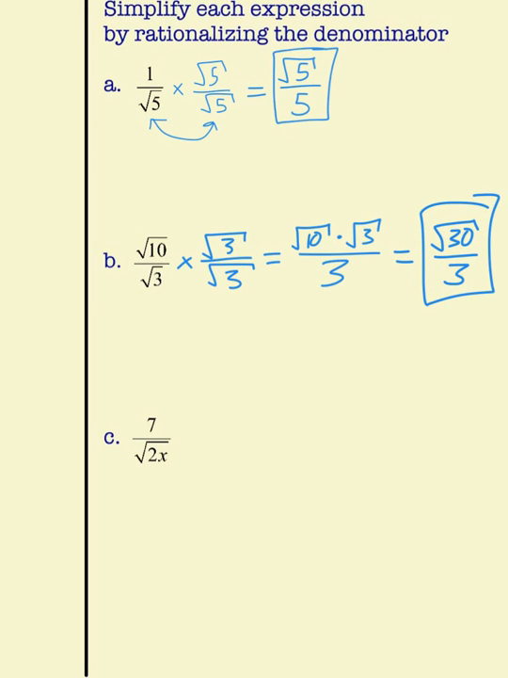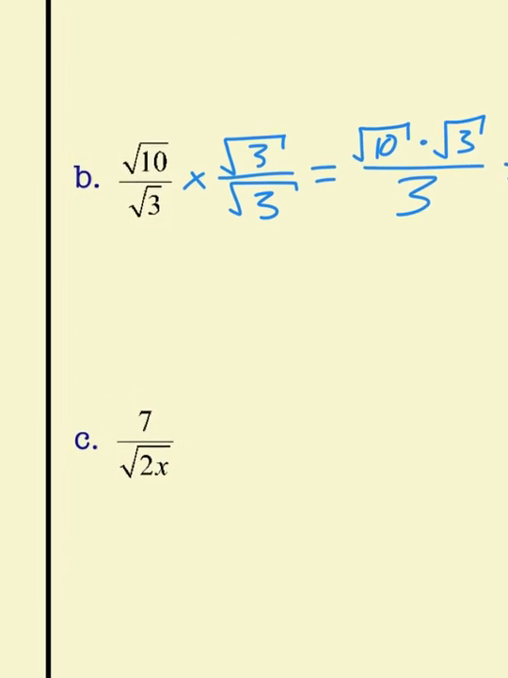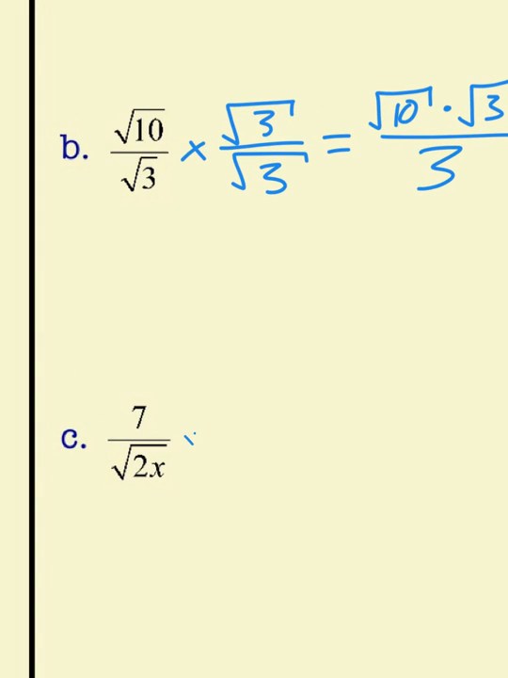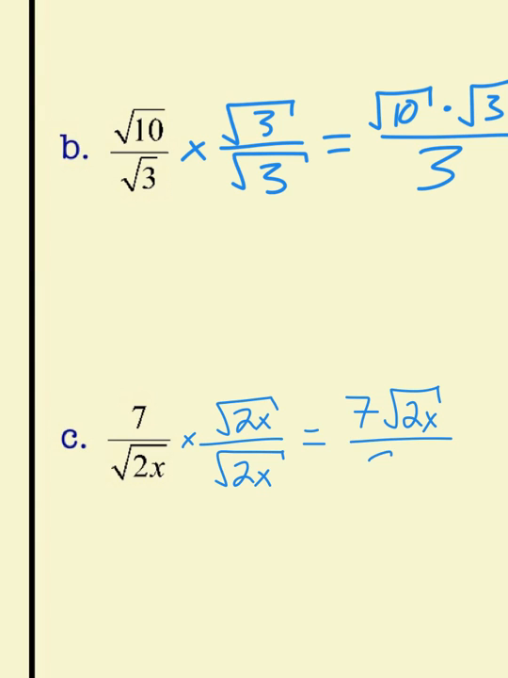All right, so now there's a variable in the radicand. That's okay. We're going to do it the same way. We're going to multiply by the square root of 2x over the square root of 2x. And now we're going to have 7 square root of 2x over 2x.